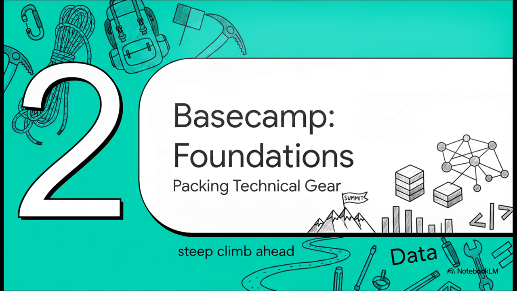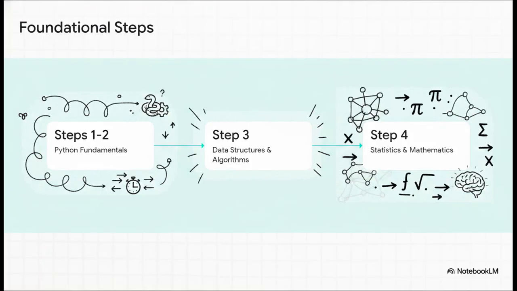Basecamp, foundations, and data. This right here is where we pack our technical gear. Before we can tackle the really steep climb, we need our core tools and raw materials to survive. So, the journey kicks off at steps 1 and 2 with Python fundamentals. Python is the lingua franca of AI. It's the universal tool you're going to use for pretty much everything. Once you've got that syntax locked in, step 3 brings in data structures and algorithms. You've got to know how to write code that actually optimizes and scales.